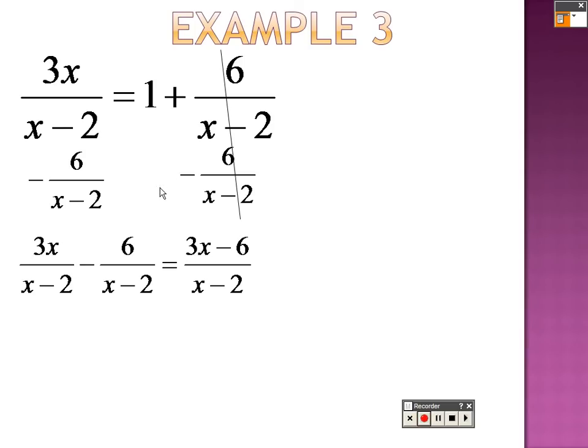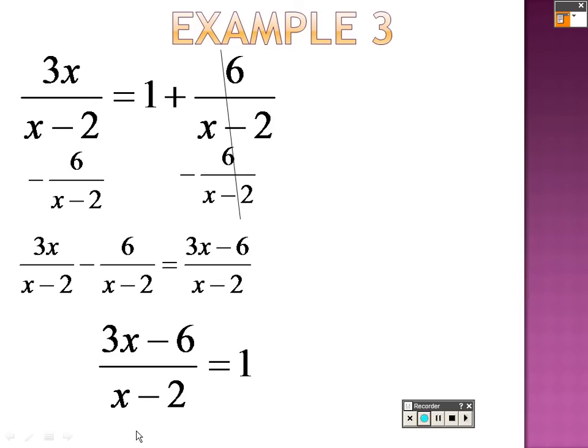And the reason I did that is because now I have a 3x over x minus 2, minus a 6 over x minus 2. Because the bases are the same, just like any other fraction, I can add them together. So when I move that over, this is what I get on the left-hand side: 3x minus 6 over x minus 2, and that equals 1. By making them have the same denominator, which they already do, I can just subtract the tops right across, just like any other fraction, and leave them the same on the bottom, which is what I did. And this is the new problem that I have.